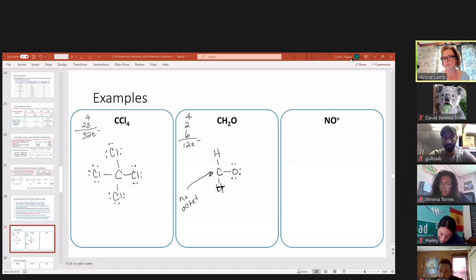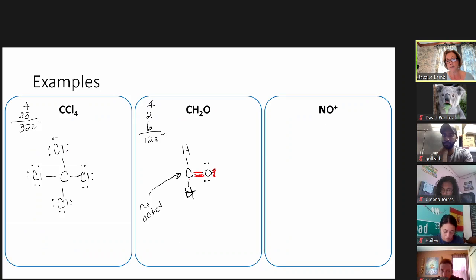And I'm going to put a second bond in here. So I have a double bond here. I'm going to have to cross these out. Now you see the problem with not being able to erase. Now when I count, I have 2, 4, 6, 8, 10, 12. I have 12 electrons, and now my carbon has an octet, so that problem has disappeared.